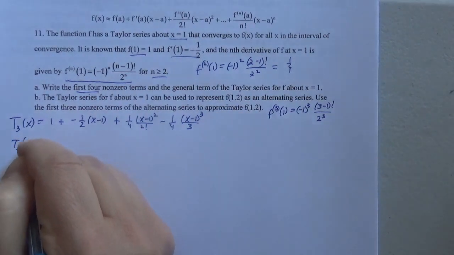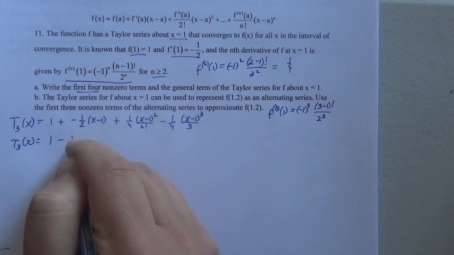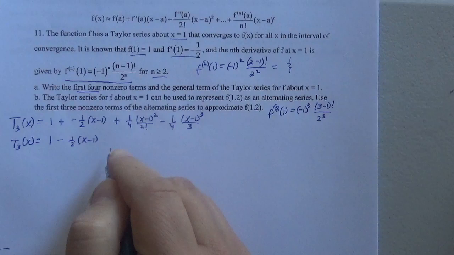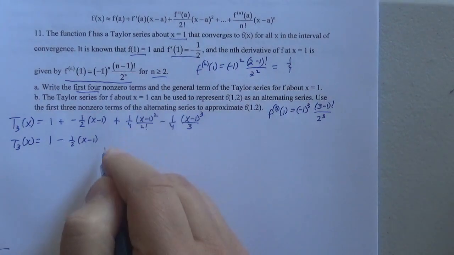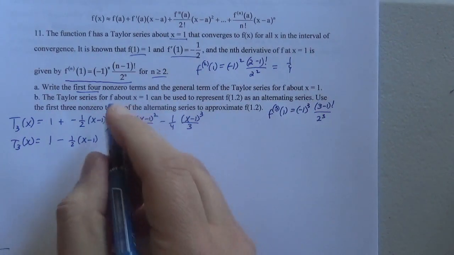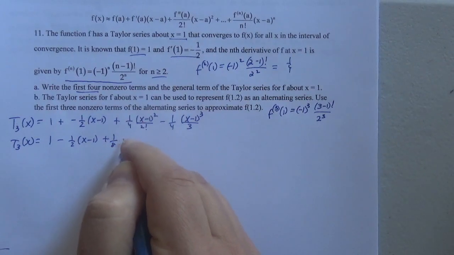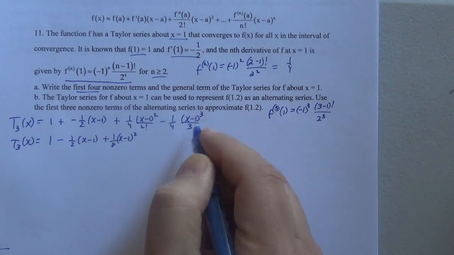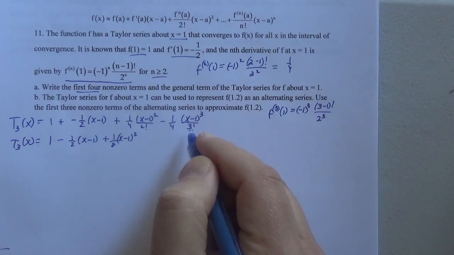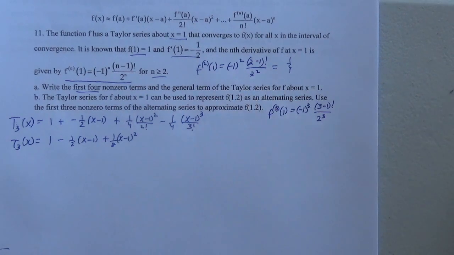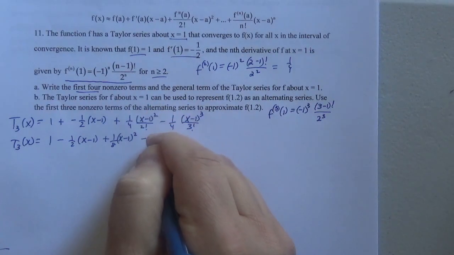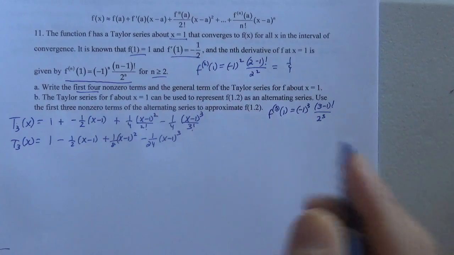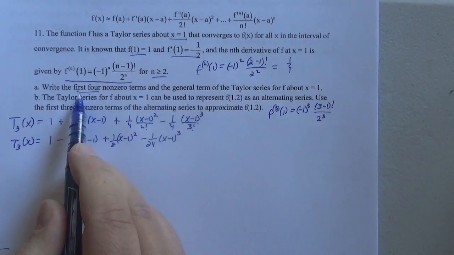So T3 of x is 1 minus, typically you just leave it with the x minus 1, don't distribute it because it's going to have the same x minus 1 in all these other terms. 2 factorial is 2, so this is just going to be plus an eighth, (x minus 1) squared, and 4, and this is 3 factorial, my mistake. What's that, 24? So minus 1 over 24 (x minus 1) cubed. So that's it.